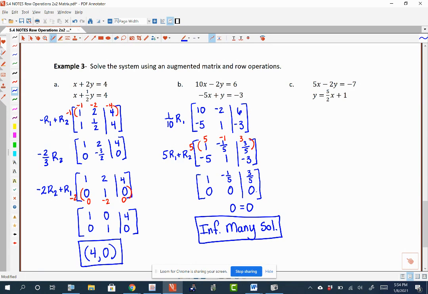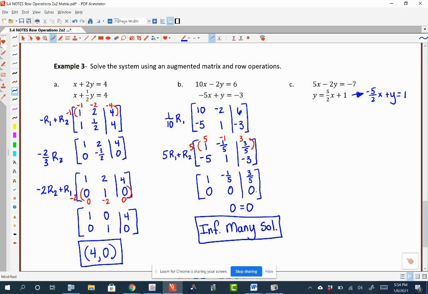Let's try one more. Let's look at problem C. A difference in problem C, this is not quite in an order yet to set up as an augmented matrix. So I do want my augmented matrices to go x, y, and constant. So my second equation has to change a little bit. Let's go ahead and subtract this 5 over 2x over to the left side. I'm going to put it first because my x is written first in my top equation. And then we have our positive y, and that'll equal 1.